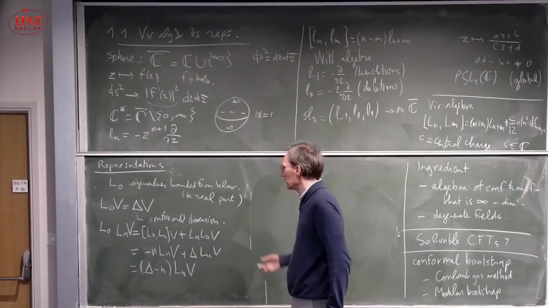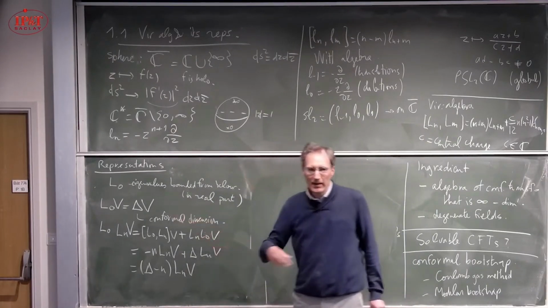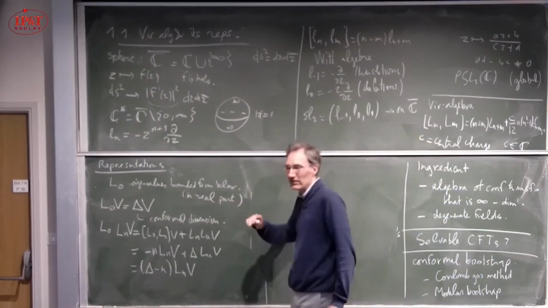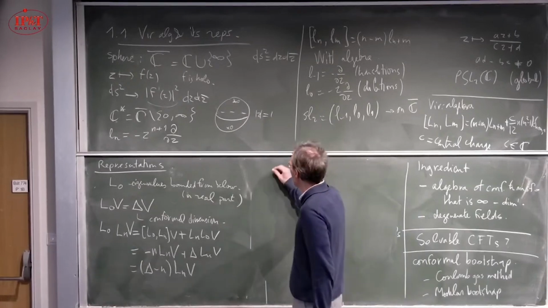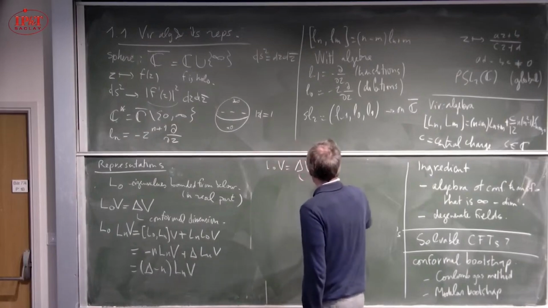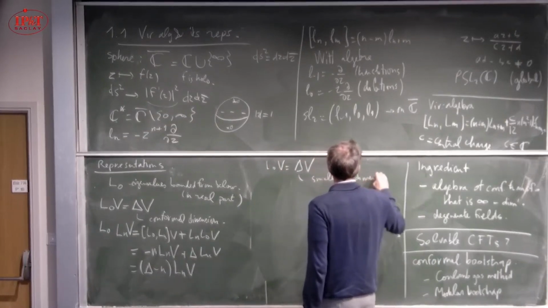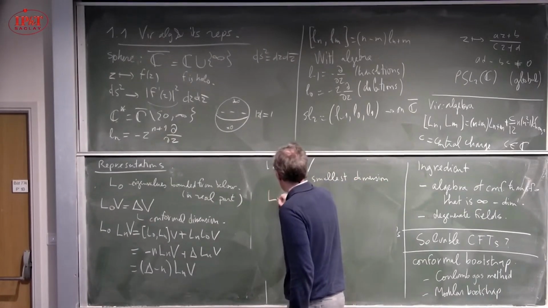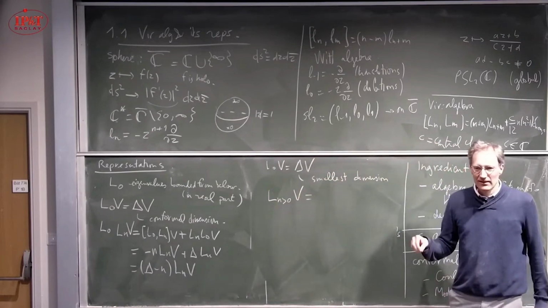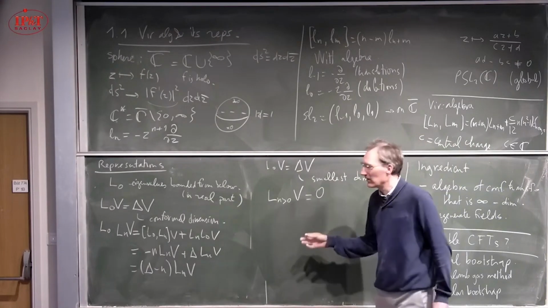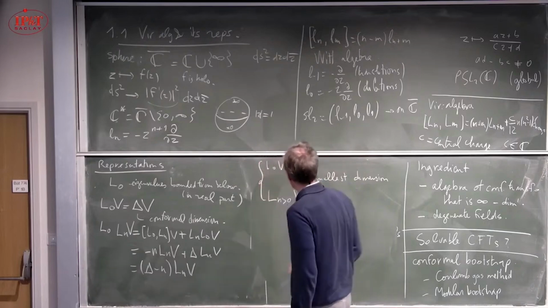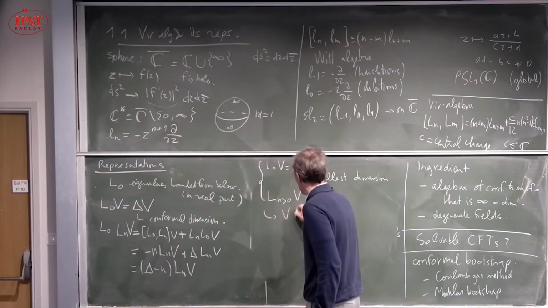Now, if we start with some eigenvector and we act with L_n and decrease the conformal dimension, we will have to stop at some point because we want it to be bounded from below. More specifically, let's consider an eigenvector v with the smallest dimension delta. Then, if we act with L_n, n strictly positive, what do we find? Well, we have to find 0. Otherwise, we would get a state with an even lower dimension. So these two conditions are the definition of a primary state.